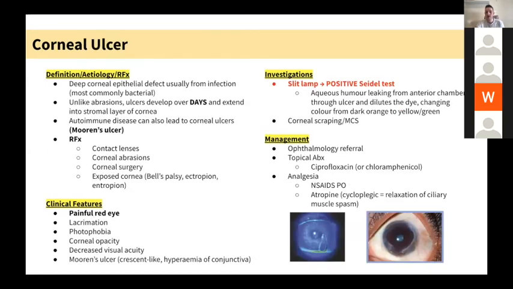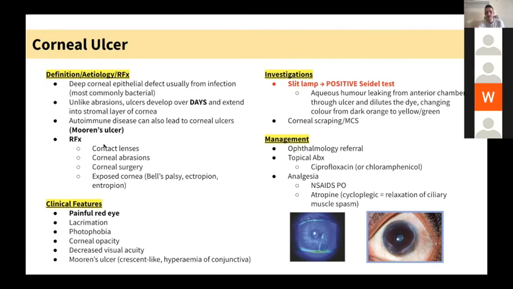With corneal ulcer, so this is just a bit worse. So it's a deeper corneal epithelial defect, and it's usually from an infection as well. So unlike abrasions, they don't just develop quickly and go away in a few days. They usually develop over a few days and last a bit longer as well. There's also this specific type called a Mooren's ulcer, which is from an autoimmune disease, but just know that that exists.